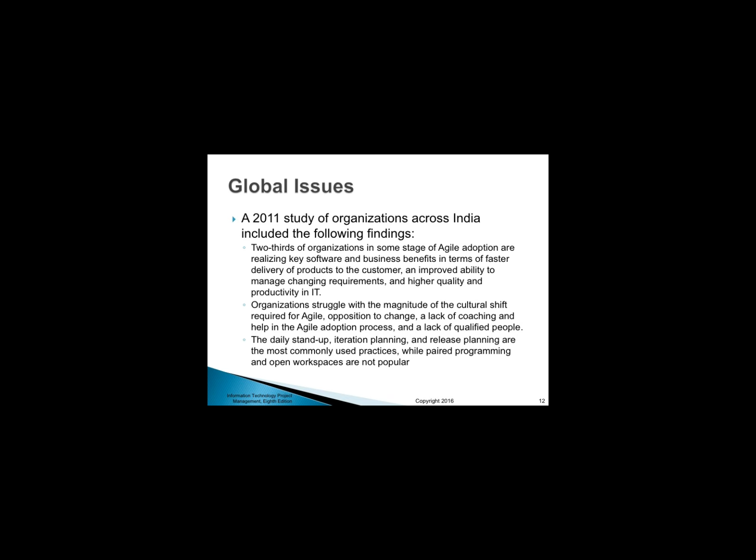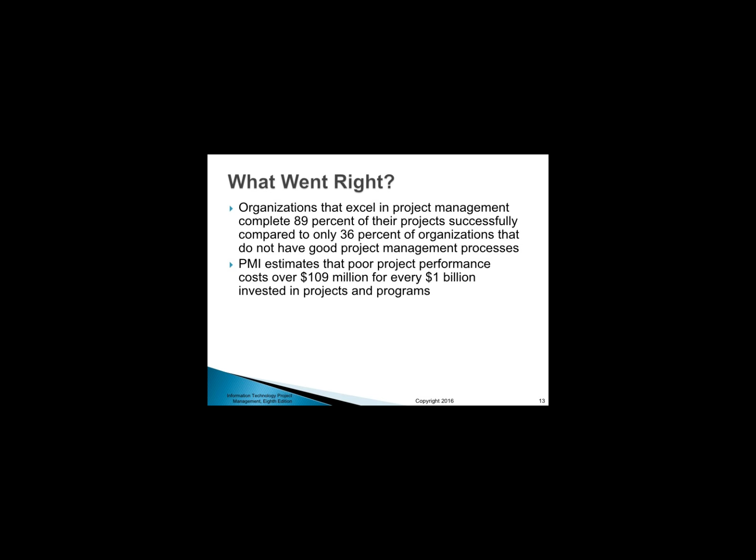What went right? Organizations that excel in project management complete 89% of their projects successfully, compared to only 36% of organizations that do not have good project management processes. PMI estimates that poor project performance costs over $109 million for every $1 billion invested in projects and programs.